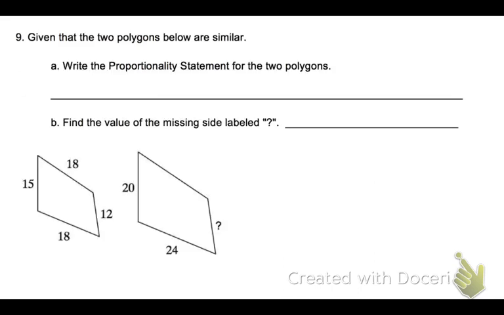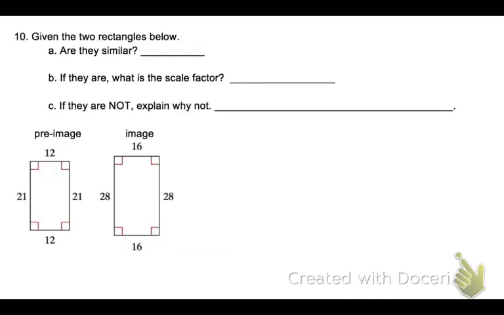Okay. So write the proportionality statement for the two polygons you are given. You know what, I'm going to stop the video now, because it's already 7 minutes 44 seconds, and I don't want to run out of time. So I'll do the next problem in the next video.